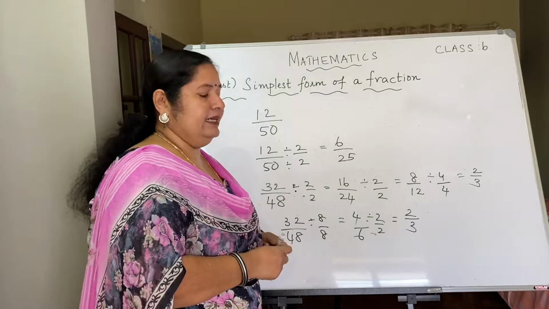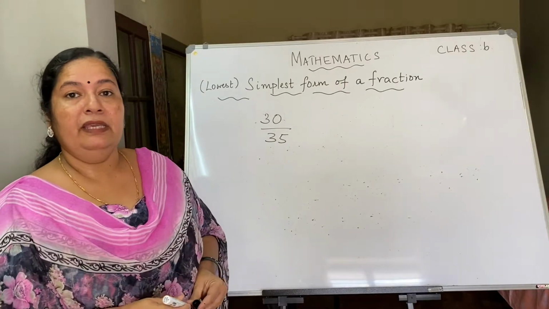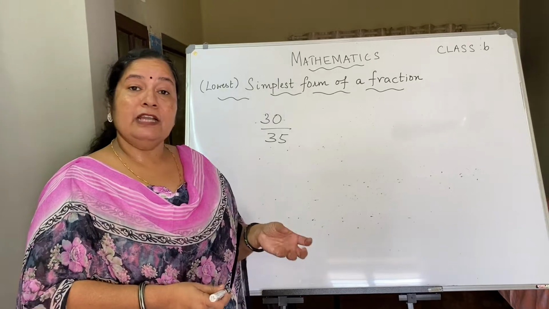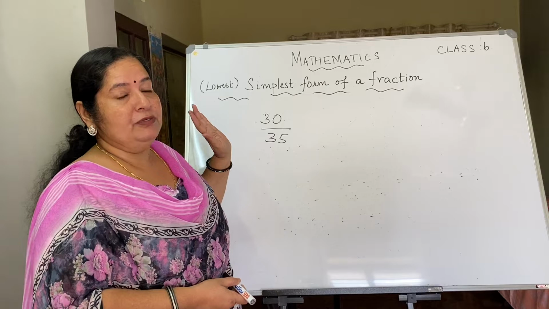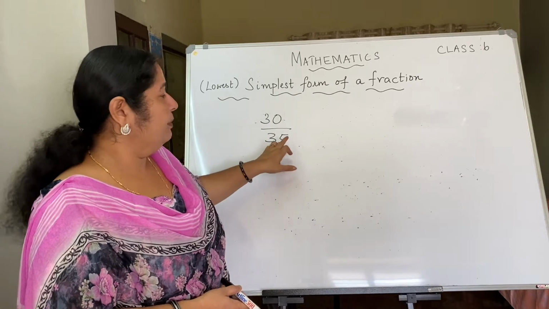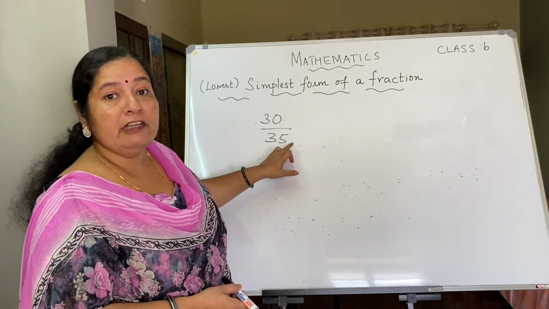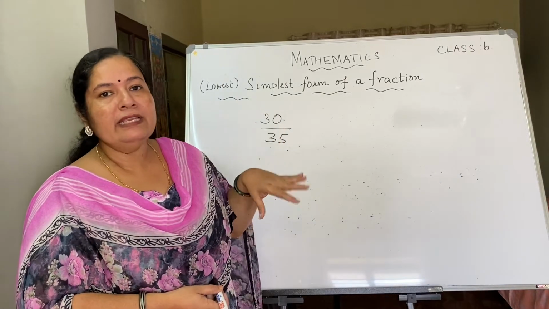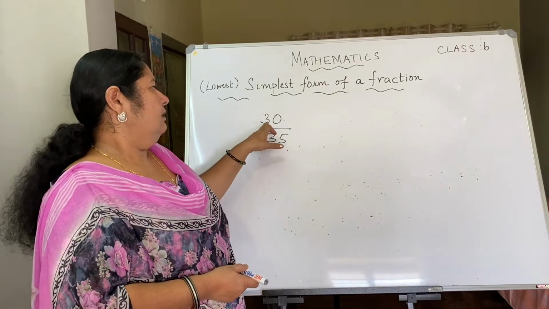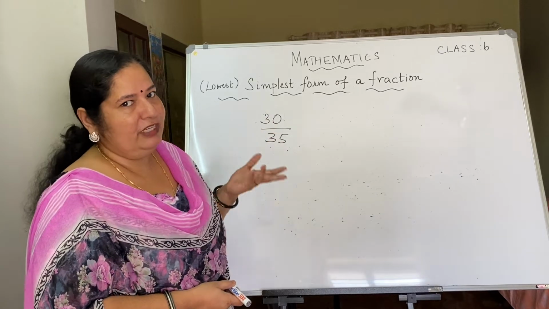One more example let us take. We are having 30 by 35. So if you start with the least number, say 2. 30 is divisible by 2, but 35 is not divisible by 2 because 5, the units place digit, is an odd number. So we cannot divide. Go for the next number, 3. 30 is divisible by 3, 35 not divisible by 3.